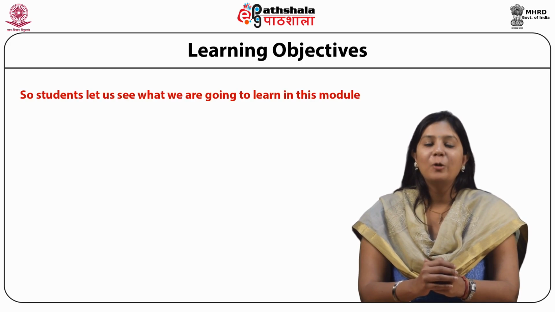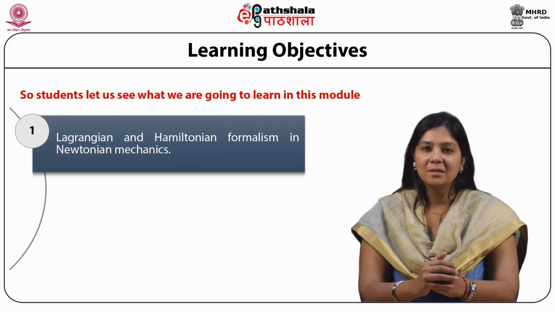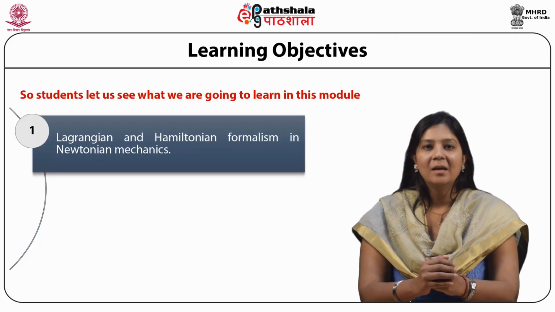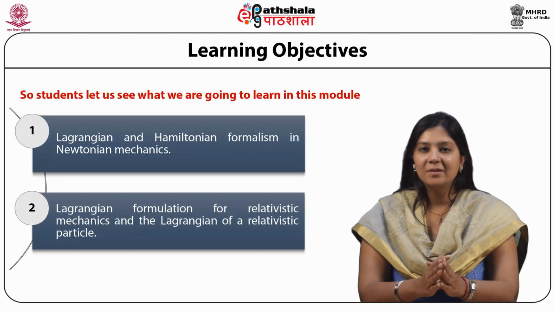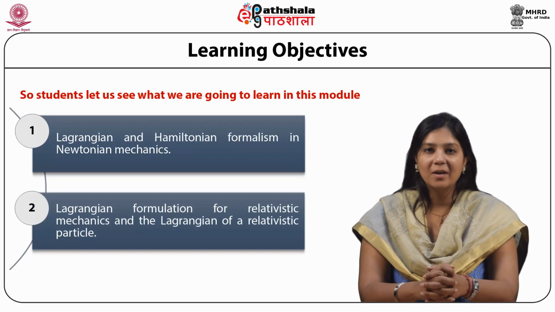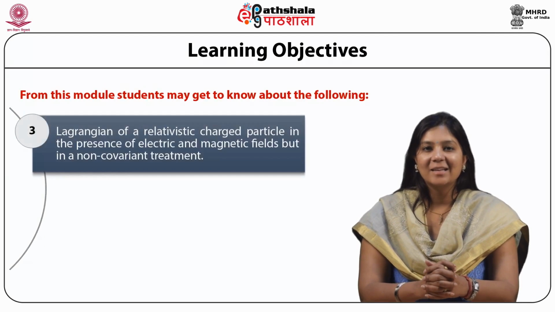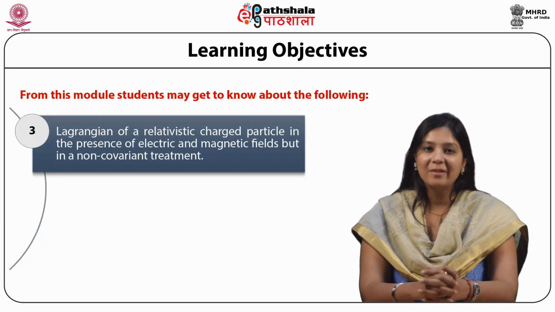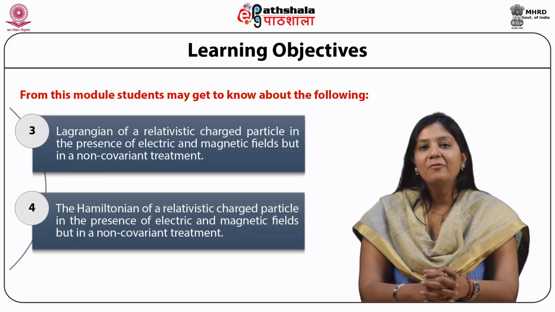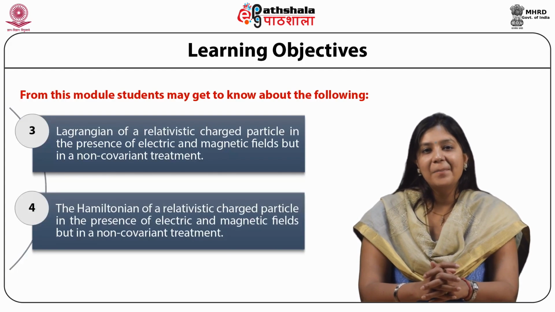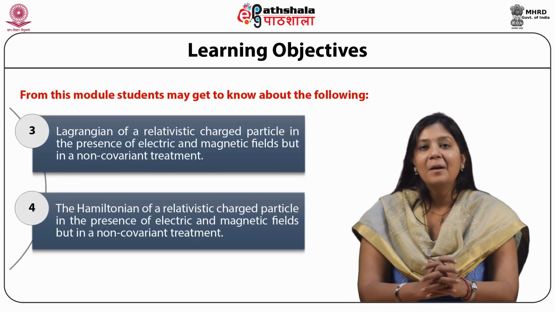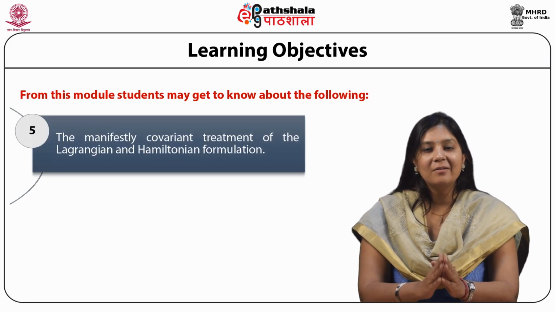We are going to learn about the Lagrangian and Hamiltonian formalism in Newtonian mechanics, Lagrangian formulation for relativistic mechanics, Lagrangian of a non-relativistic particle, Lagrangian of a relativistic charged particle in the presence of electric and magnetic fields but in a non-covariant treatment, the Hamiltonian of a relativistic charged particle in the presence of electric and magnetic field but in a non-covariant treatment, and the manifestly covariant treatment of the Lagrangian and the Hamiltonian formulation.